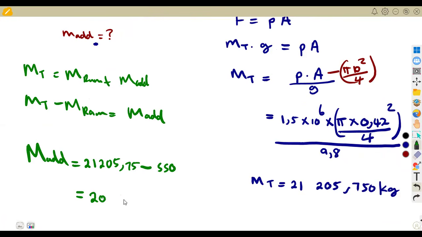That's 20,655.75 kilograms. That is what you're supposed to have as the additional mass. Okay, just like that.